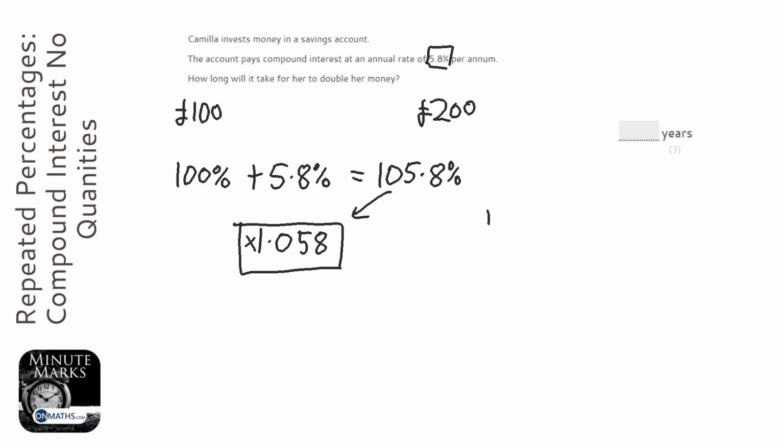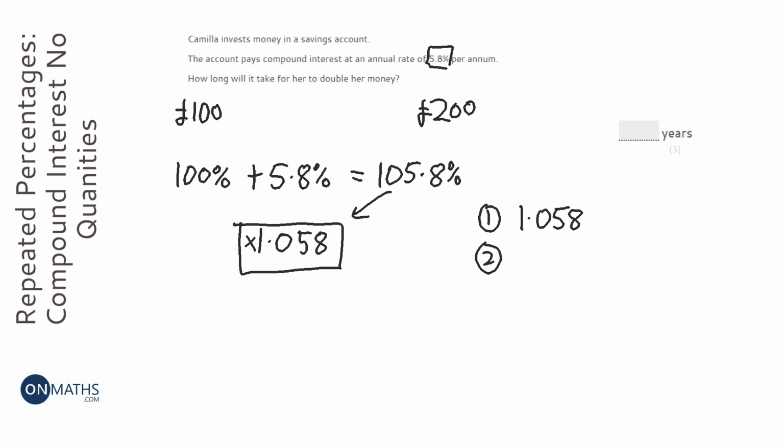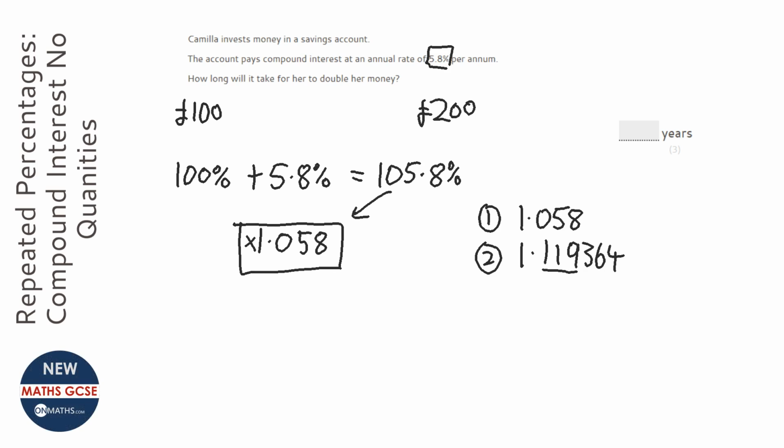So year one, our multiplier is going to be 1.058. So we've increased it by 5.8%. To get year two's, all you need to do is take 1.058, which was year one's multiplier, so after a year, and just times it by 1.058 again. And so I get 1.119364. Well, if you have a look at this bit here, it means it's increased by 11.9%.